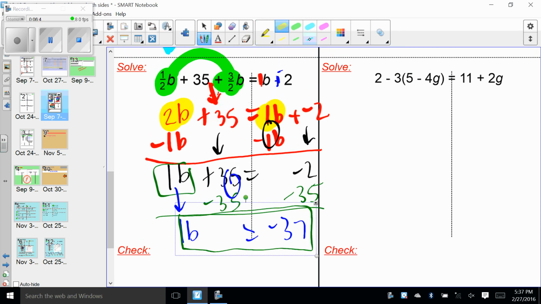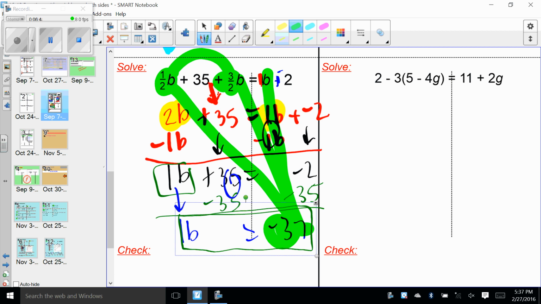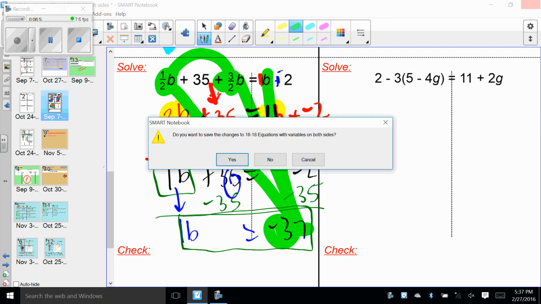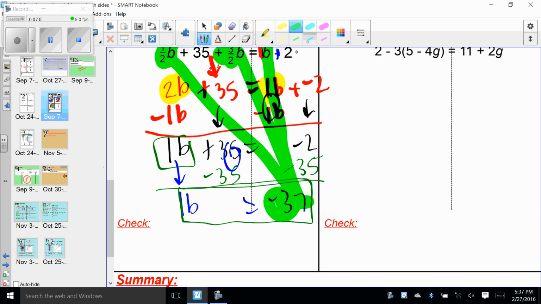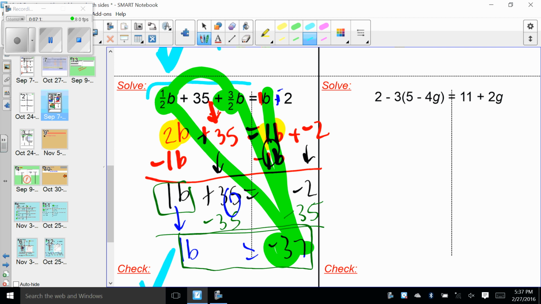Now my job would be to substitute that -37 back in here, and back in there, and back in there. Make sure that the left-hand side equals the right-hand side. Now because we did that together as a group, we're not going to do that step. We're going to skip that because I don't want to make the video too long. But we would want to plug it in all 3 spots and make sure that the left side equals the right side, plugging it in 3 times.